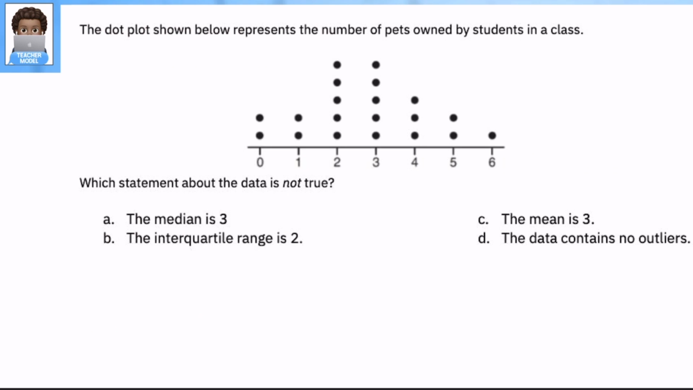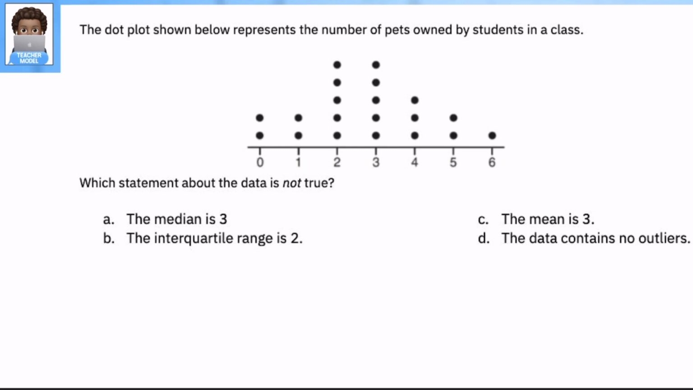So here I'm just going to very quickly model out a problem. Here's my dot plot. It shows the number of pets owned by students in the class. Which statement would not be true? So I need to actually look at all of these, and that's what makes this take a little longer. I need to check to see which of these would not happen. So I'm going to look at the median, the mean. I'm going to check for outliers, and that means I also have to do a box plot and find the IQR. All right, so let's start with median, because that might be the easiest one to start off with.